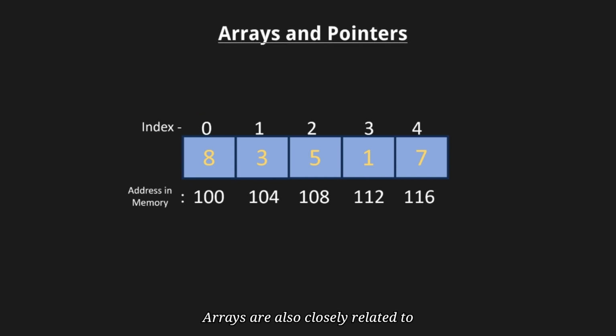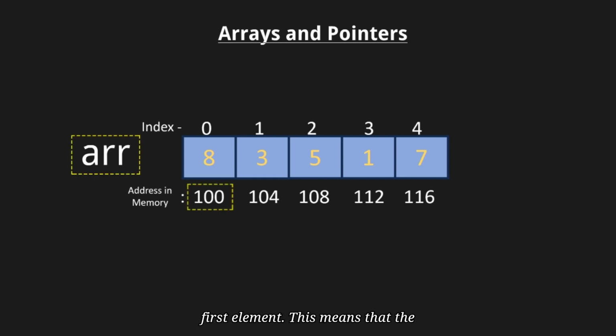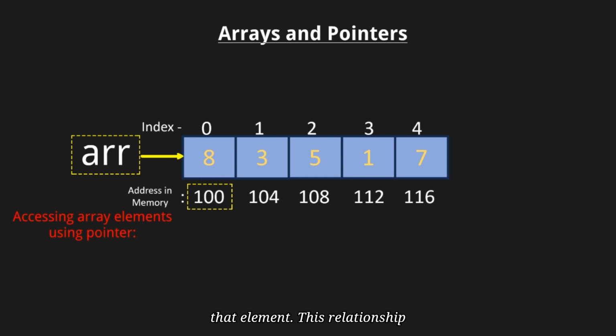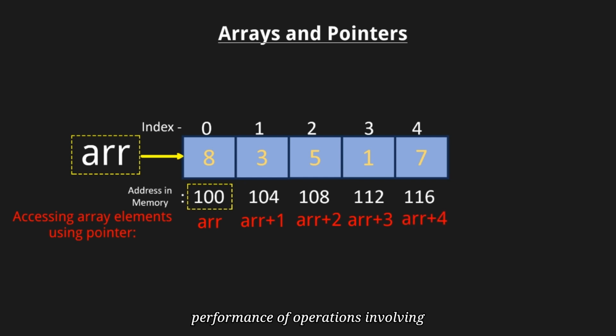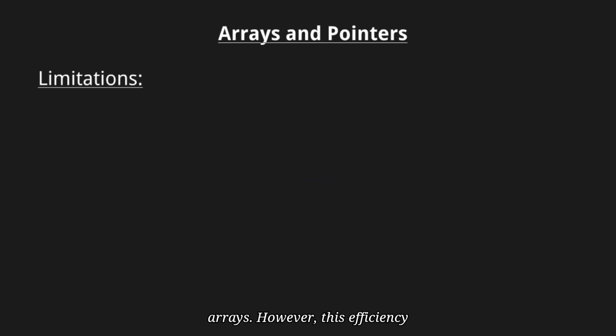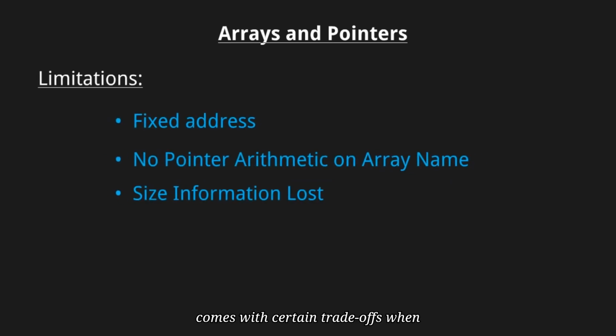Arrays are also closely related to pointers. In languages like C and C++, an array name represents the memory address of the first element. This means that the array name is essentially a pointer to that element. This relationship allows for efficient memory access and manipulation, further enhancing the performance of operations involving arrays. However, this efficiency comes with certain trade-offs when performing specific operations, such as insertion.